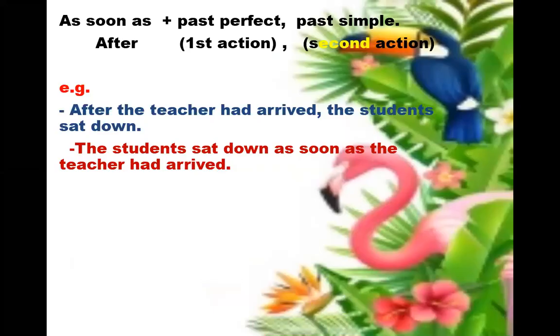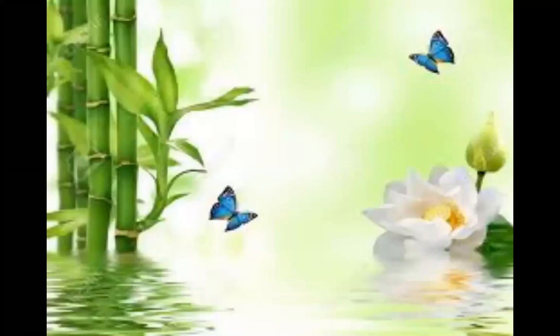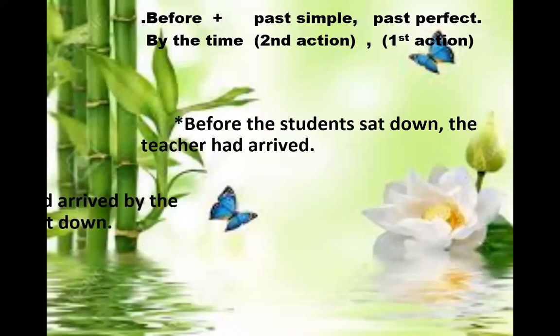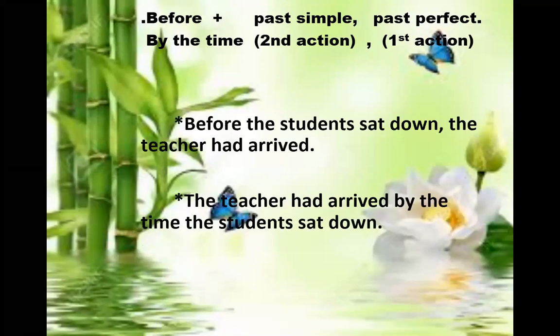We have got time expressions like after and before. What is the rule of after? After equals as soon as. After must be followed by had plus the past participle, which is the first action, and the second sentence must be in past simple. Before equals by the time. It must be followed by past simple, the second action, and the past perfect, the first action. Like this example: before the students sat down, the teacher had arrived.